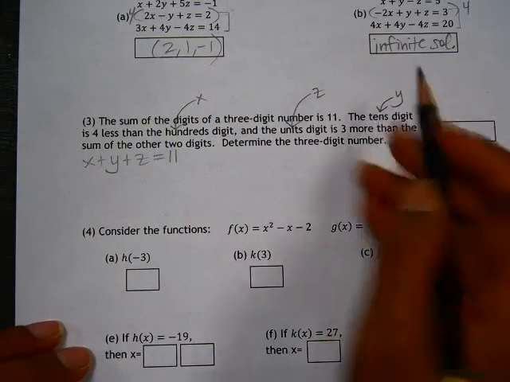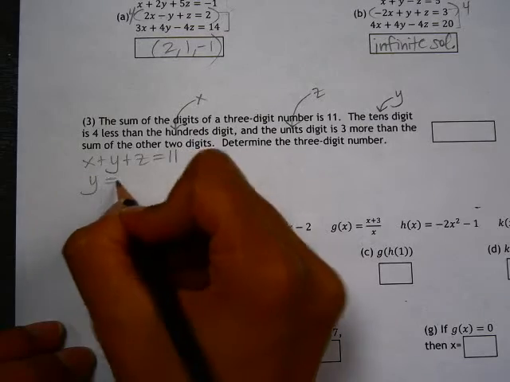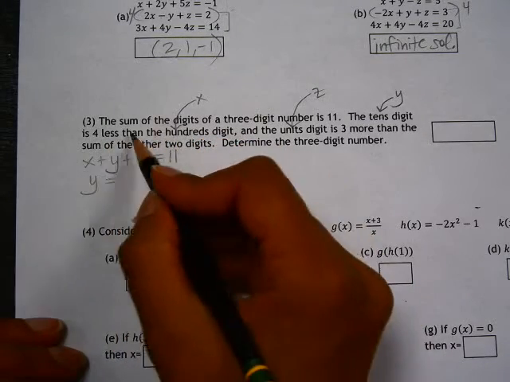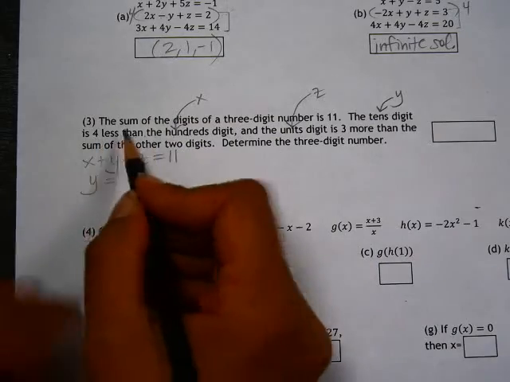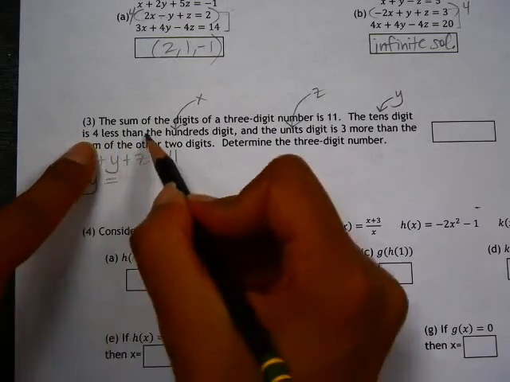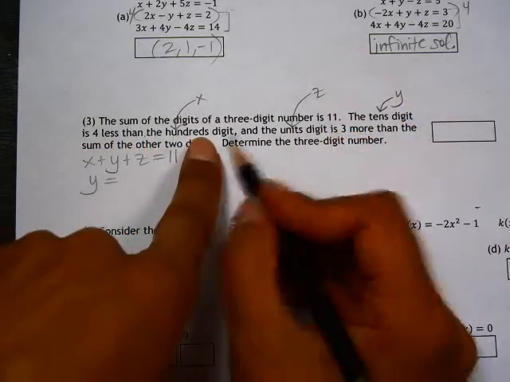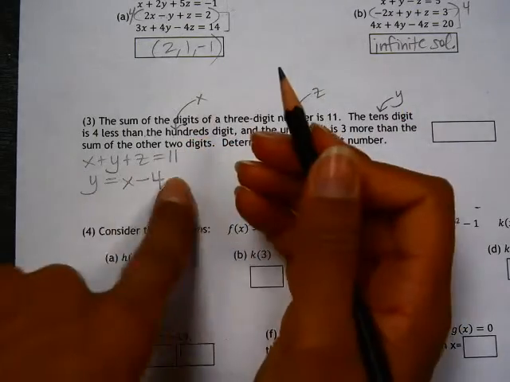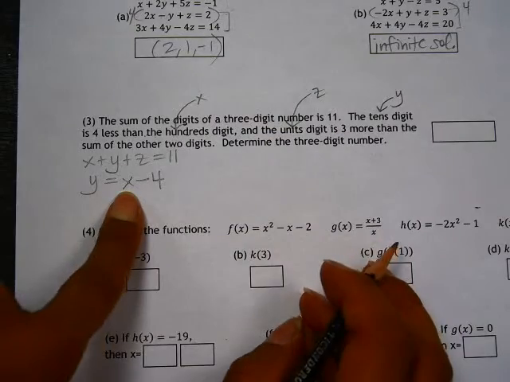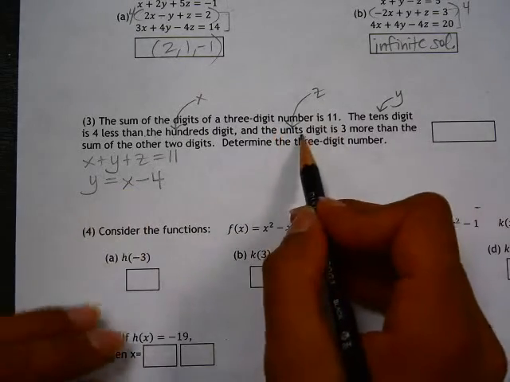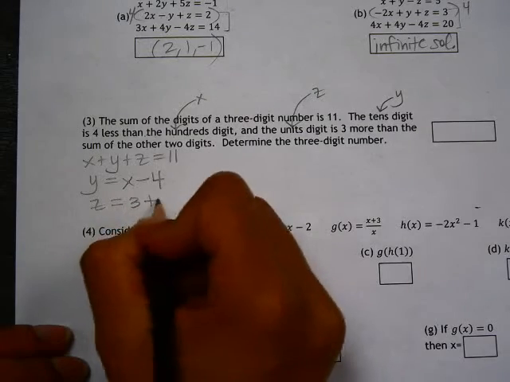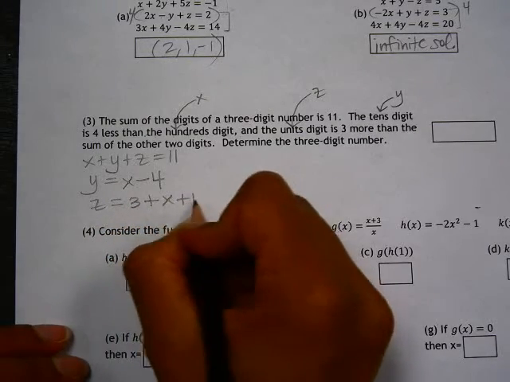The tens digit is 4 less than the hundreds digit. 4 less than, that's one of those tricky ones where you can't just go in the order of the words. We actually want to do it in the opposite order. So it's going to be the hundreds digit minus 4. 4 less than the hundreds digit. And the units digit is 3 more than the sum of the other two digits.